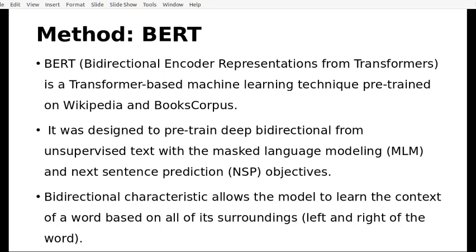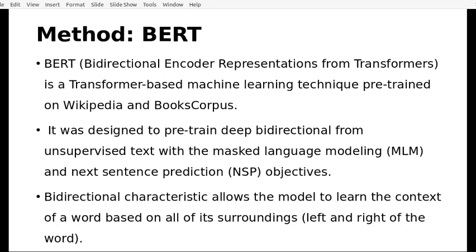In these two objectives, the first one, which is masked language modeling, the model was given text, then part of the words in that text was masked, and the model has to predict those masked words. In the case of next sentence prediction, two sentences were given to the model, then the model has to determine if the next sentence is the correct sentence to follow the previous sentence.